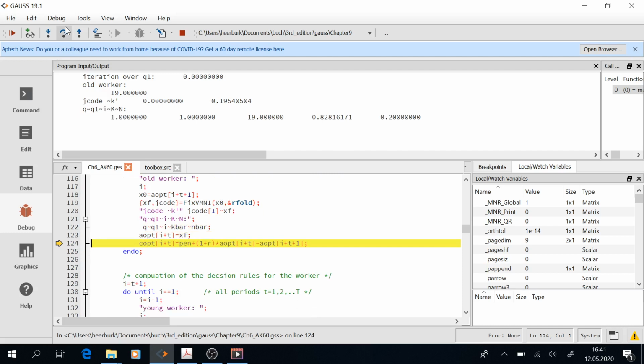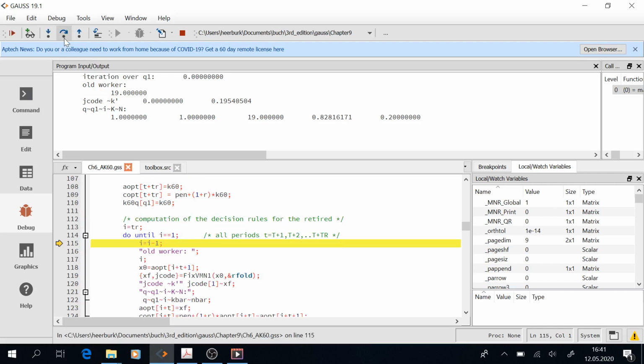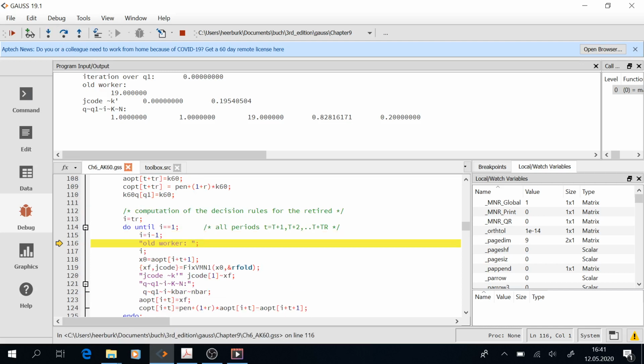So we store the optimal asset level 0.195 in our column vector AOPT. We store consumption. And now we compute the optimal capital stock at age 58. So this loop is over the ages of retirement from 1 to 20, and the next loop will be over the ages of workers from 1 to 40.